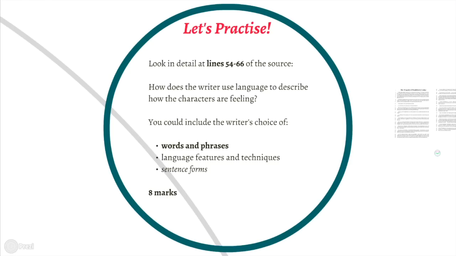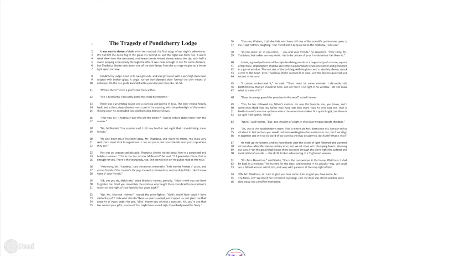aceyourexams.wordpress.com. And what you need to do is look in detail at lines 54 to 66 of the source, okay? So make sure you just stick to those specific lines. Read through the whole extract to begin with and then stick to those specific lines. And you need to answer the question, how does the writer use language to describe how the characters are feeling? So you need to think about any words or phrases within those lines that show how the characters are feeling. Okay, so this is the extract that you can get for free. Just head over to aceyourexams.wordpress.com.